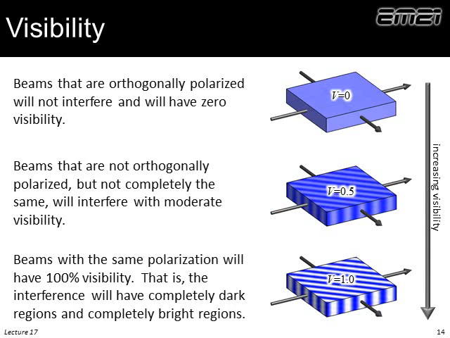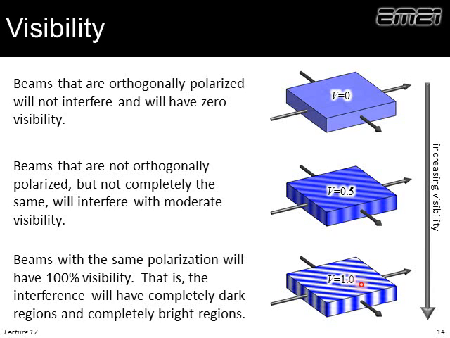Visibility. What does it mean when we have very low visibility? Well, low visibility, let's say it's 0. I don't see any bright or dark spots here. So visibility 0, we get no interference at all. If we have moderate visibility, we can start to see bright and dark spots. However, the dark spots aren't completely dark and the bright spots aren't completely bright.